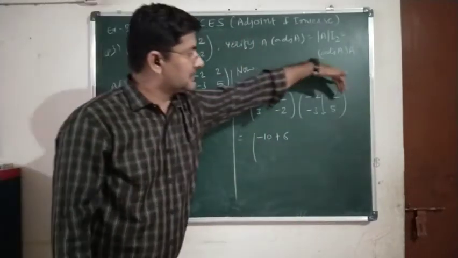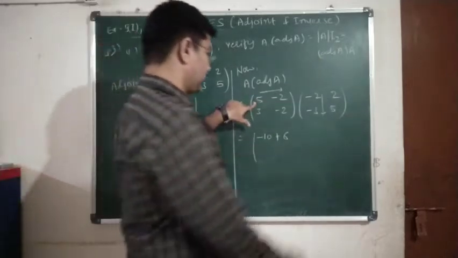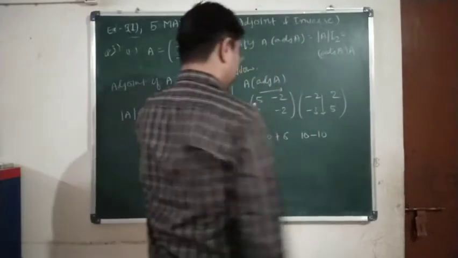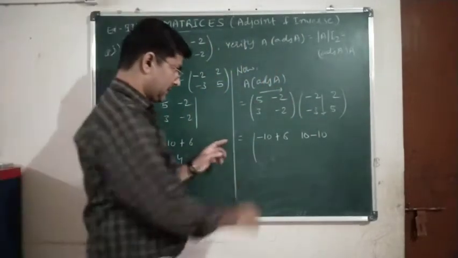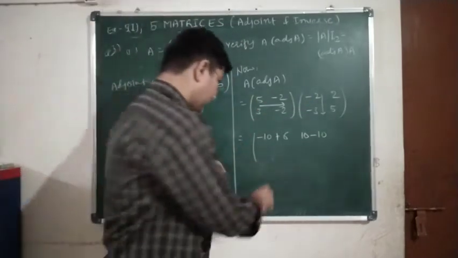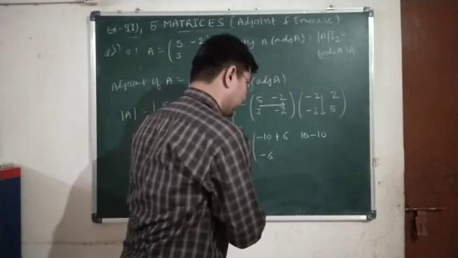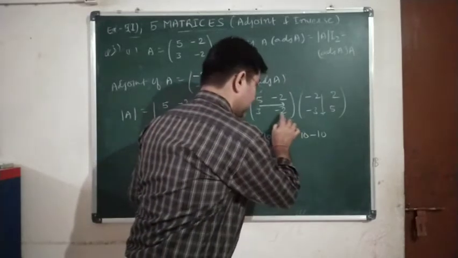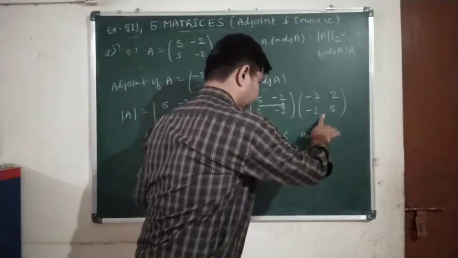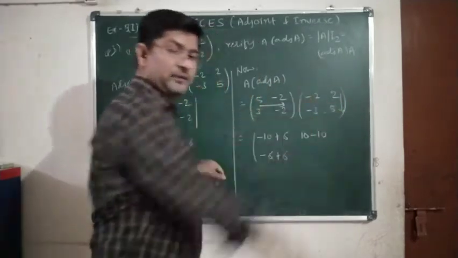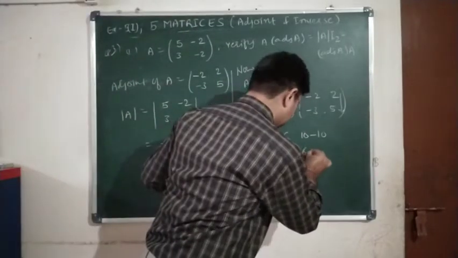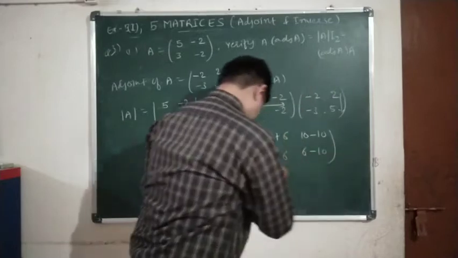Again, first row with second column element, so 5 2s are 10, again minus 5 2s are 10. Okay, once again now second row with first column, so 3 into minus 2, 3 2s are minus 6 plus 2 3s are 6. Again second row with second column, so 3 2s are 6 minus 5 2s are 10.